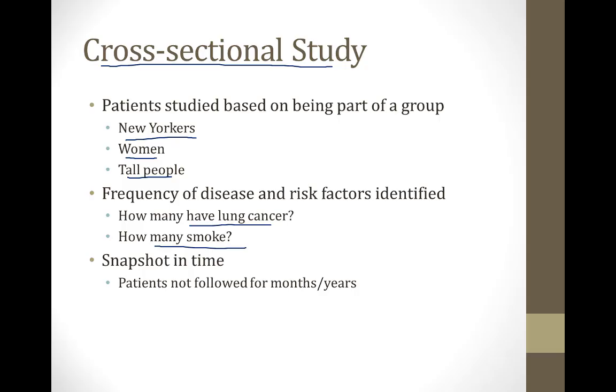And a very important and high yield thing to know about cross-sectional studies is that they are just a snapshot in time. So we are not going to identify New Yorkers and follow them for 10 years. That would be a different type of study. In a cross-sectional study, we're just looking at the New Yorkers as they are right now and saying how many of them smoke, for example, or how many of them have cancer, for example.